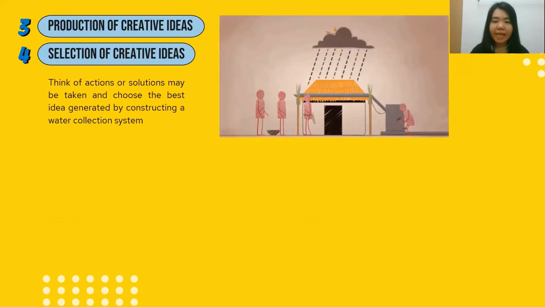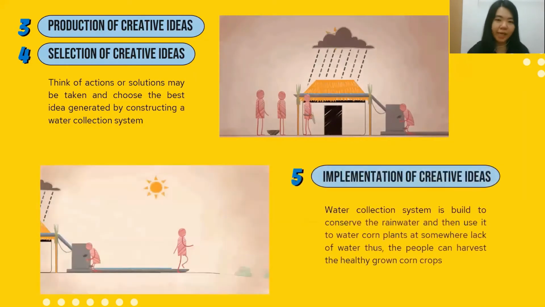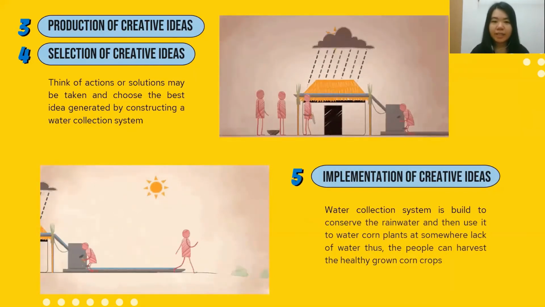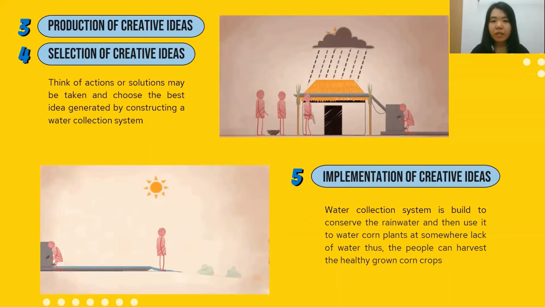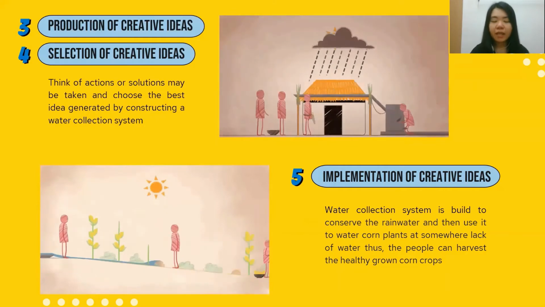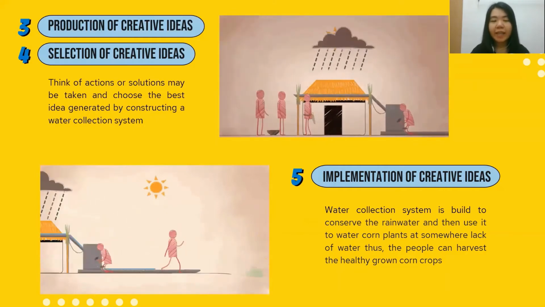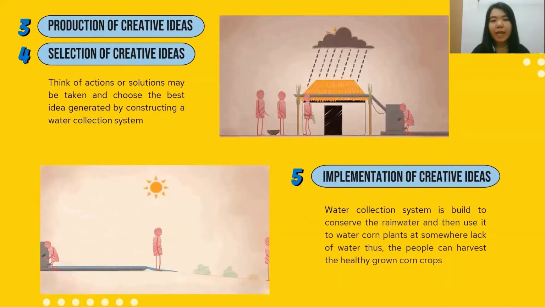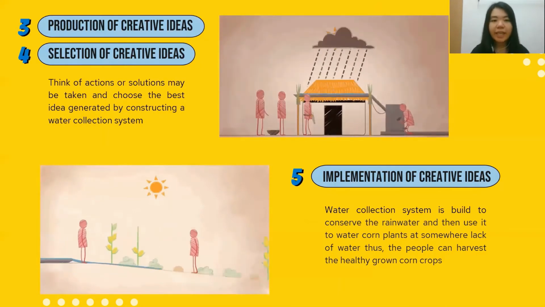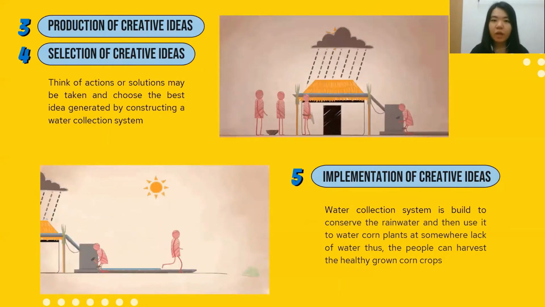After having the ideas, they move to the last step of the creative process, which is the implementation of creative ideas. Lastly, they build and construct the water collection system in order to collect the rainwater and conserve it, then use it to water the corn plants at the locations that lack water. So in the end, they are able to harvest healthy corn plants. And here we can see that the problem or challenge they faced, they are able to solve critically and creatively, and also through the effort of all the people who work cooperatively.